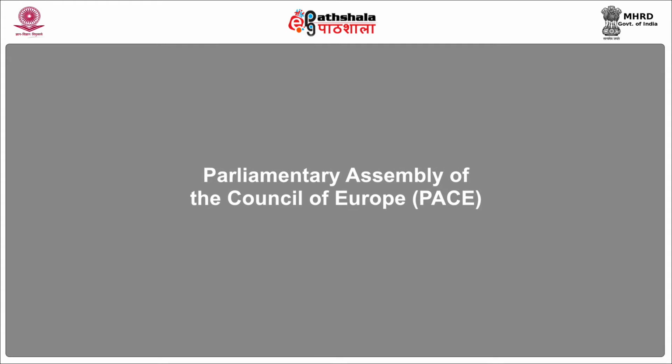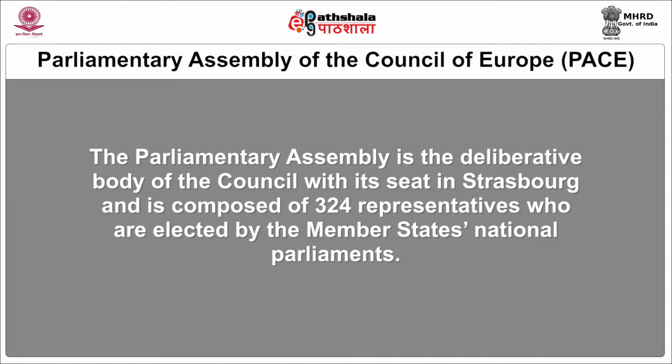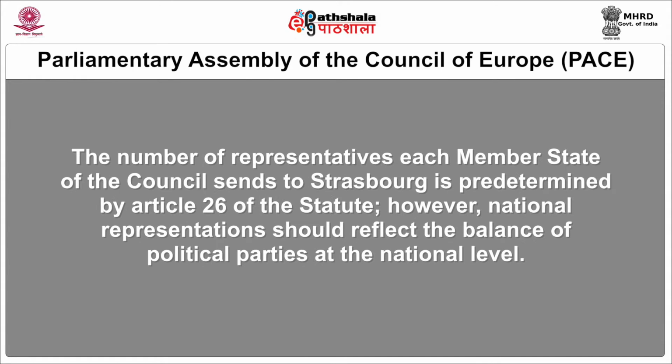Parliamentary Assembly of the Council of Europe. The Parliamentary Assembly is the deliberative body of the Council, with its seat in Strasbourg. It is composed of 324 representatives who are elected by the member states' national parliaments. The number of representatives each member state of the Council sends to Strasbourg is predetermined by Article 26 of the statute. However, national representatives should reflect the balance of political parties at the national level.